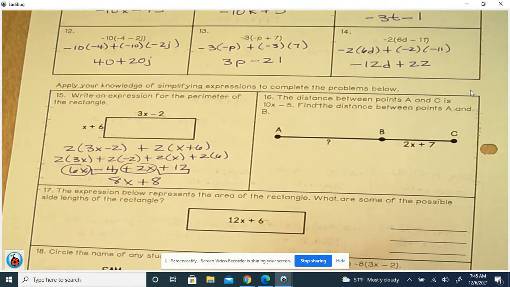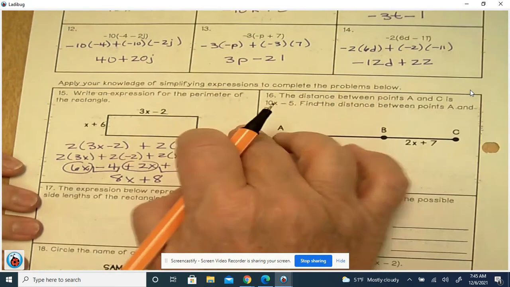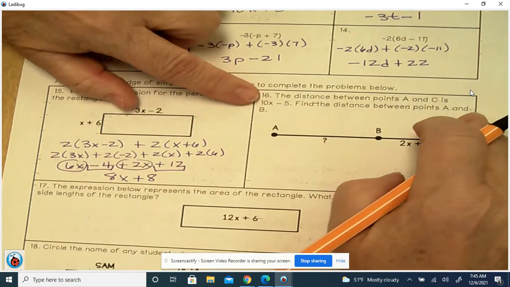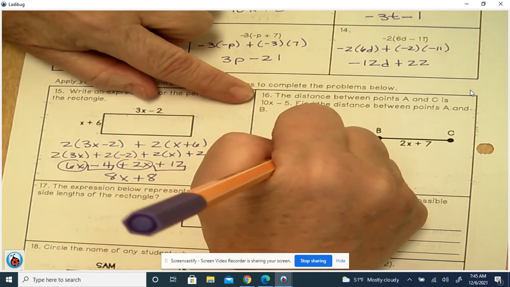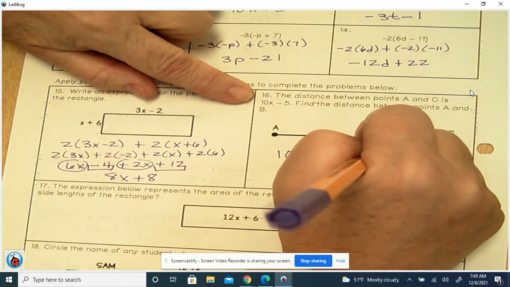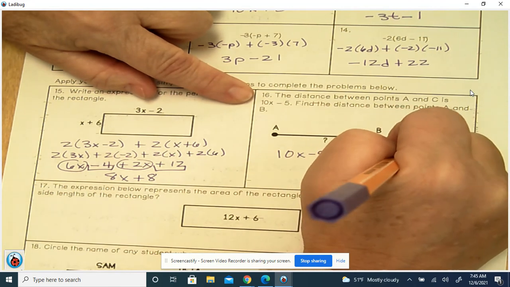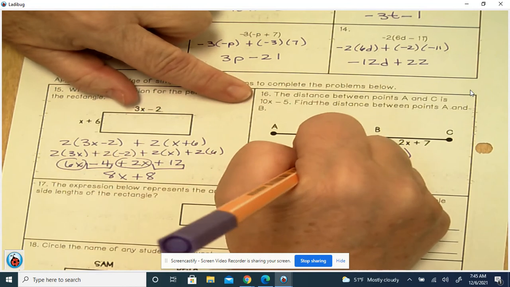16. The distance between point A and C is 10x plus 5. So the whole thing is 10x plus 5. Find the distance between point A and C. All we have to do here is subtract. So we've got 10x minus 5, subtract 2x plus 7. So we've got 10x minus 5.